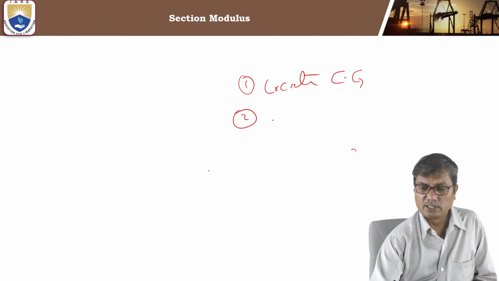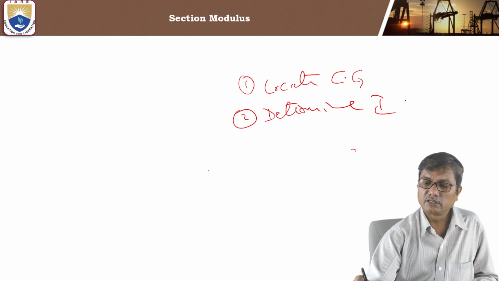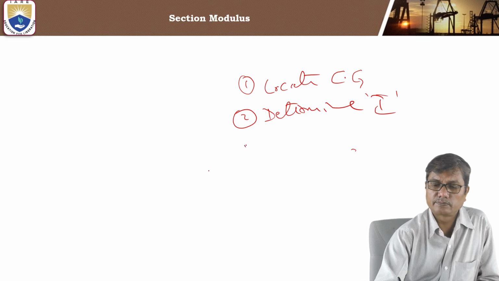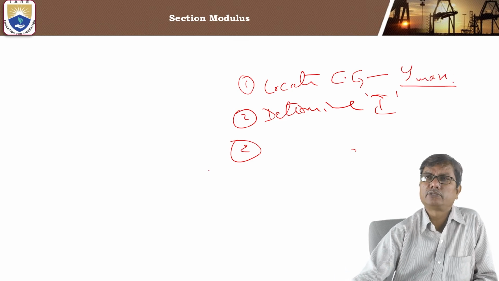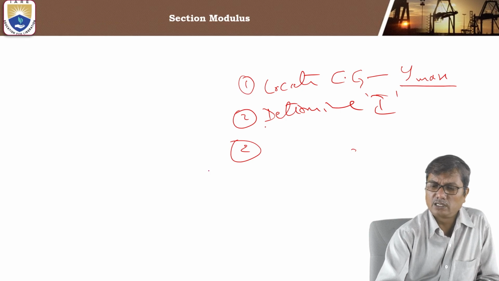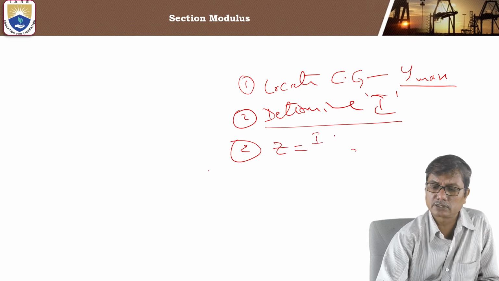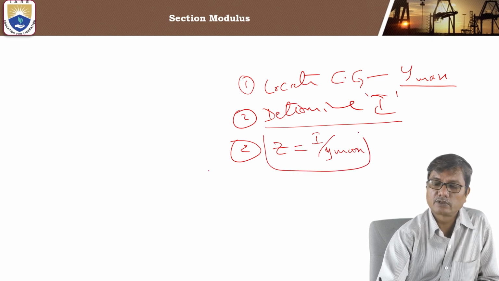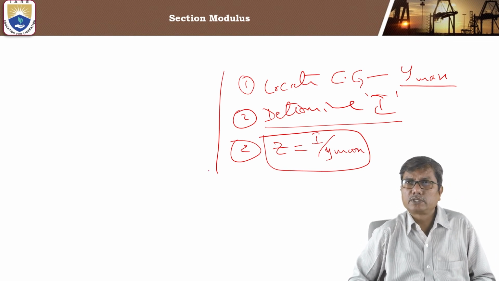After that, determine the moment of inertia I. By locating the centroid, you will come to know what the maximum fiber distance is. And after finding the value of the moment of inertia, we can calculate the section modulus as I by y maximum. This is the procedure for calculating the section modulus for the given section.